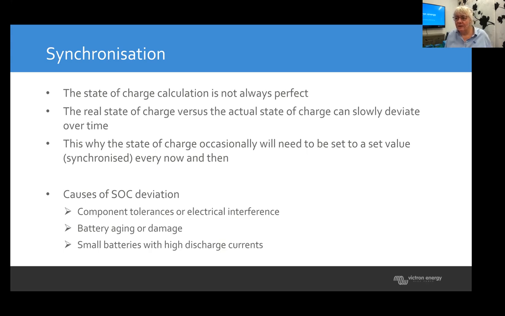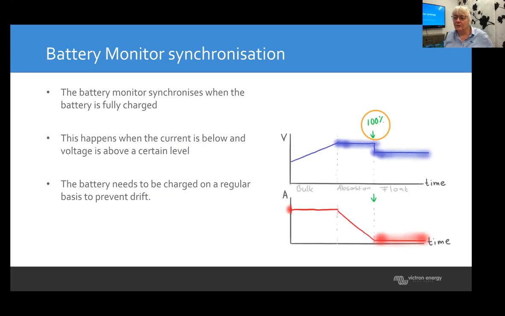Synchronization happens at different times within a charge cycle. With the BMV, the battery monitor will synchronize as soon as it sees that the current is low and the voltage is above a certain level. That usually happens after the absorption stage is finished, in other words, when the battery is 100% full. The panel might have read 90 to maybe 98%, and all of a sudden it jumps straight to 100 as soon as absorption is finished. It needs to do that to stay accurate. It will start deviating over time a little bit.